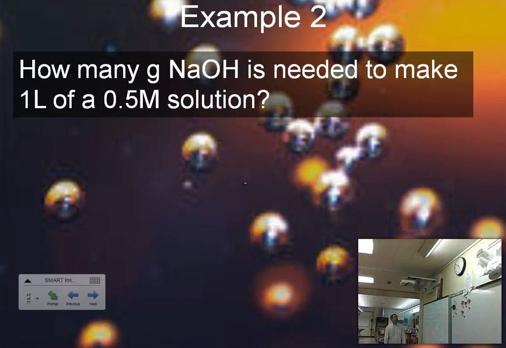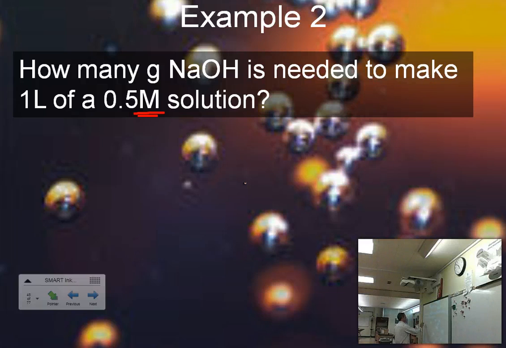Example 2 asks how many grams of sodium hydroxide, or NaOH, are needed to make 1 liter of a 0.5 molar solution. Now, what you need to recognize is the capital M. That means molar, or moles per liter. So that's the molarity. With these, you can start wherever you want. You can start with the 1 liter or the 0.5 moles per liter.